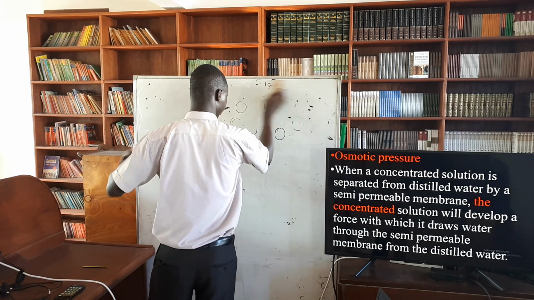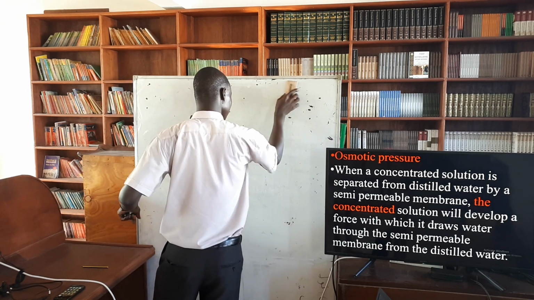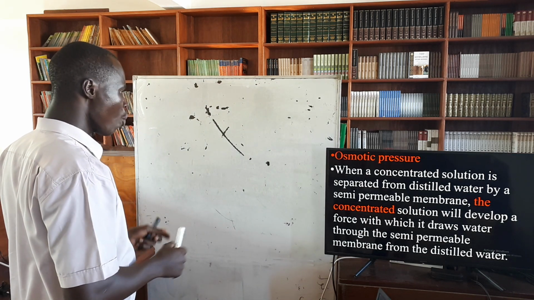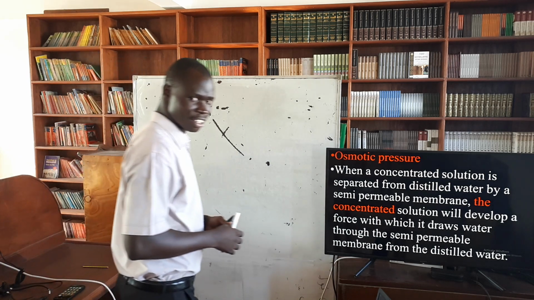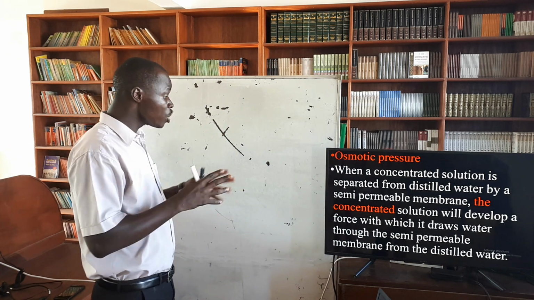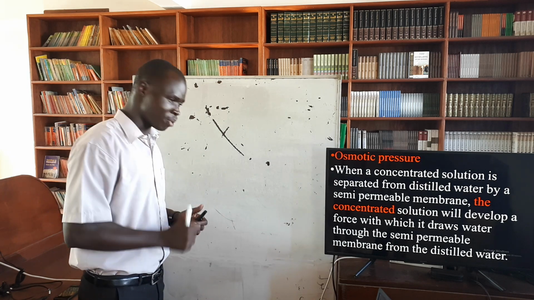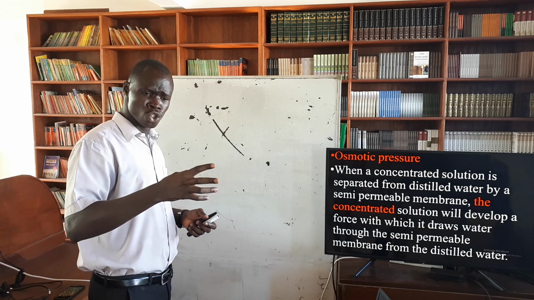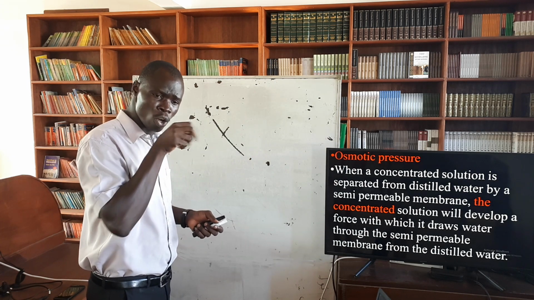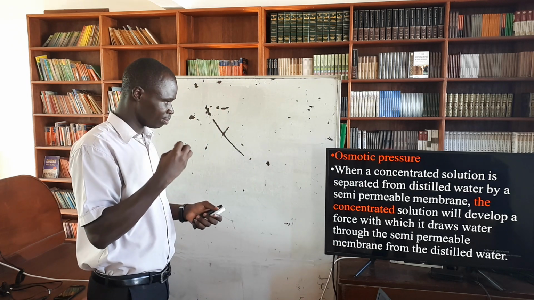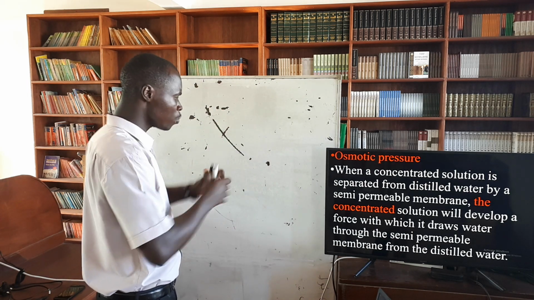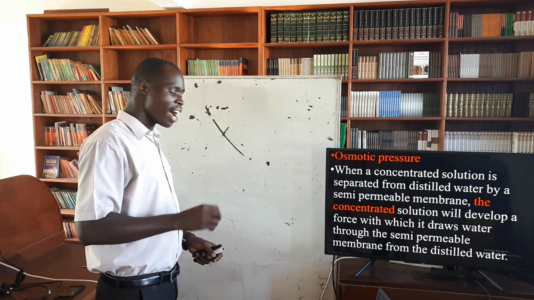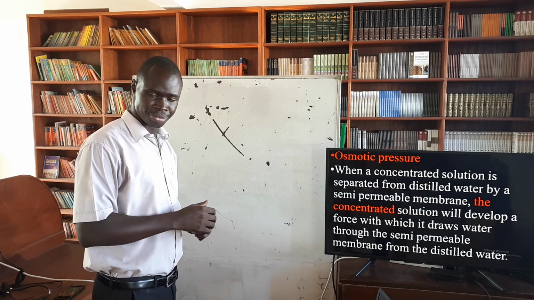osmotic pressure. Now we find that when you separate a concentrated solution from a dilute solution, the concentrated solution will develop a certain kind of pressure. And this pressure is meant to draw water molecules from the side with more water molecules to the side with less water molecules. And this force that is developed by a concentrated solution is called osmotic pressure.